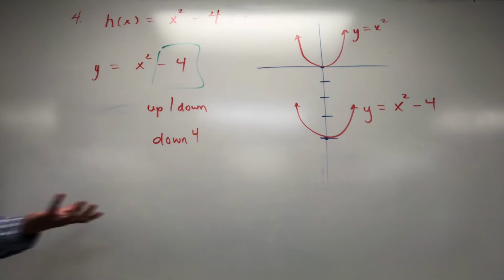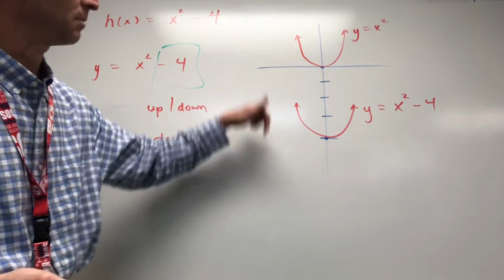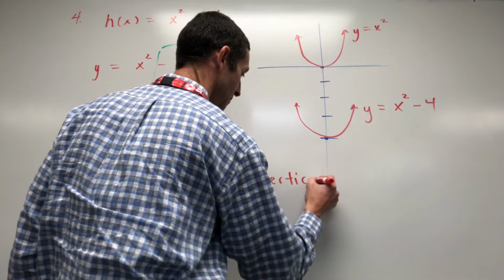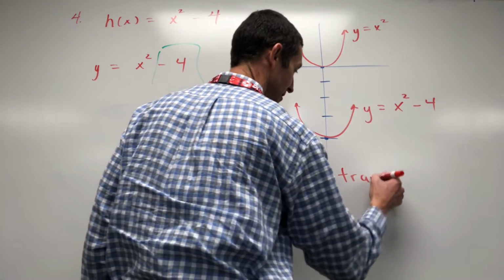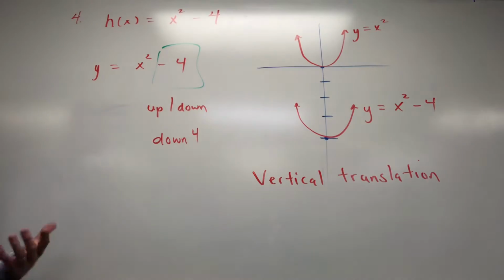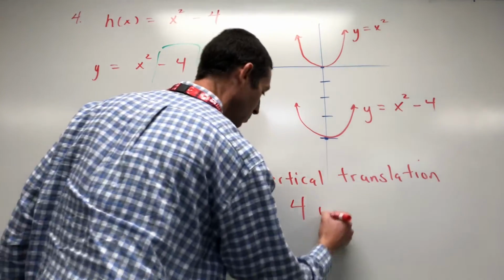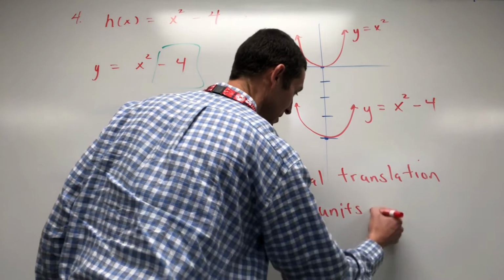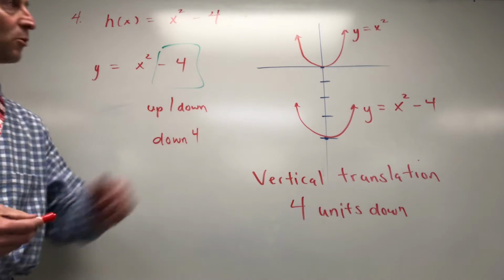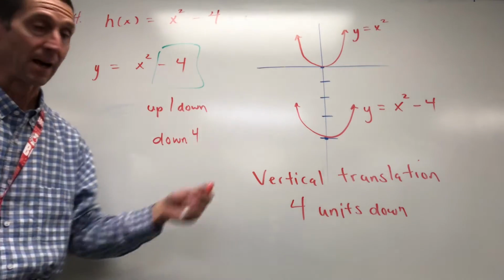Now we just got to decide what happened here. Was it a reflection? Was it a translation? Definitely up-down means vertical. So this is a vertical translation. And then you just state how many units you went in which direction: down 4. So this would be 4 units down. So each question you do 4 things for: graph them, label them, describe them. Got it.